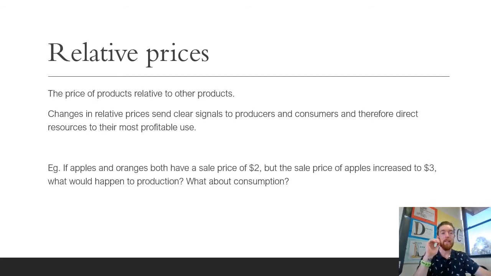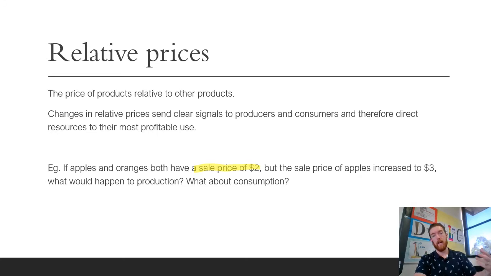Relative prices are the selling price of products relative to other products. So changes in relative prices send clear signals to producers and consumers, and therefore direct resources to their most profitable use. For an example here, to talk about relative prices in general, if apples and oranges both have sale prices of $2, but the sale price of apples increased to $3, what would happen to production and what would happen to consumption?